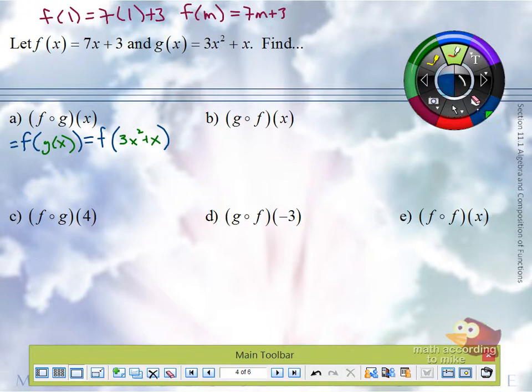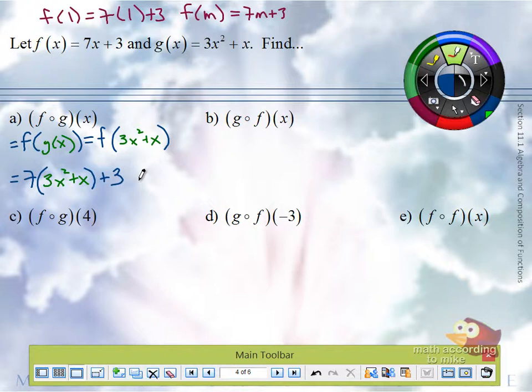So what does that look like? It looks like 7 times our new x. What's our new x? 3x squared plus x. And then how do I finish off the function f? Plus 3. So it has the format 7 times the new x plus 3. Our new x happens to be another function, 3x squared plus x.